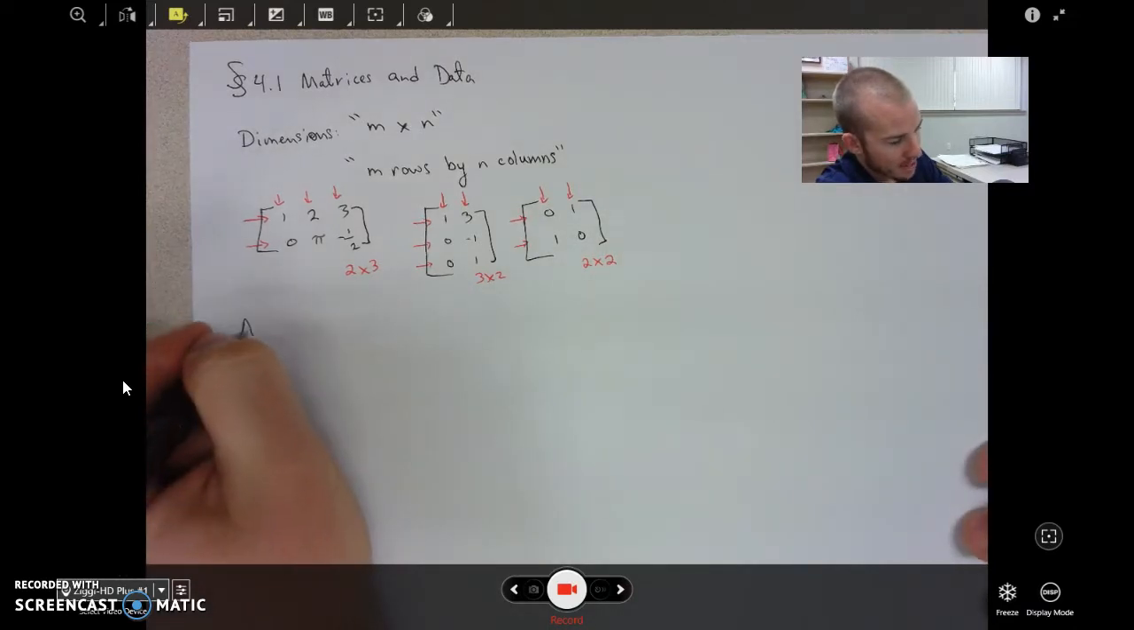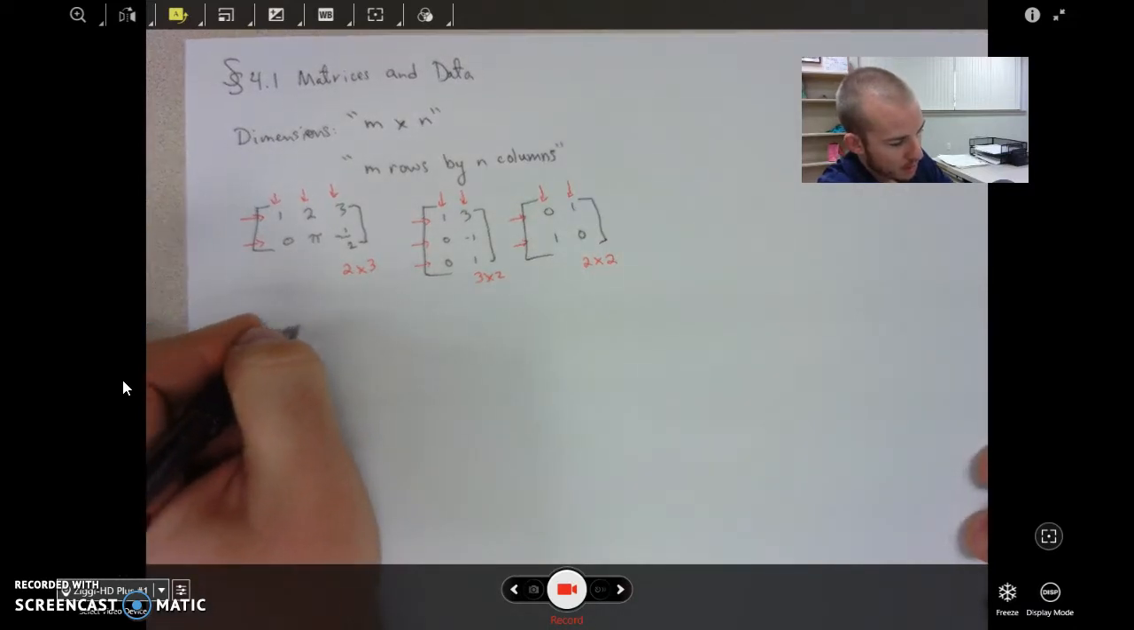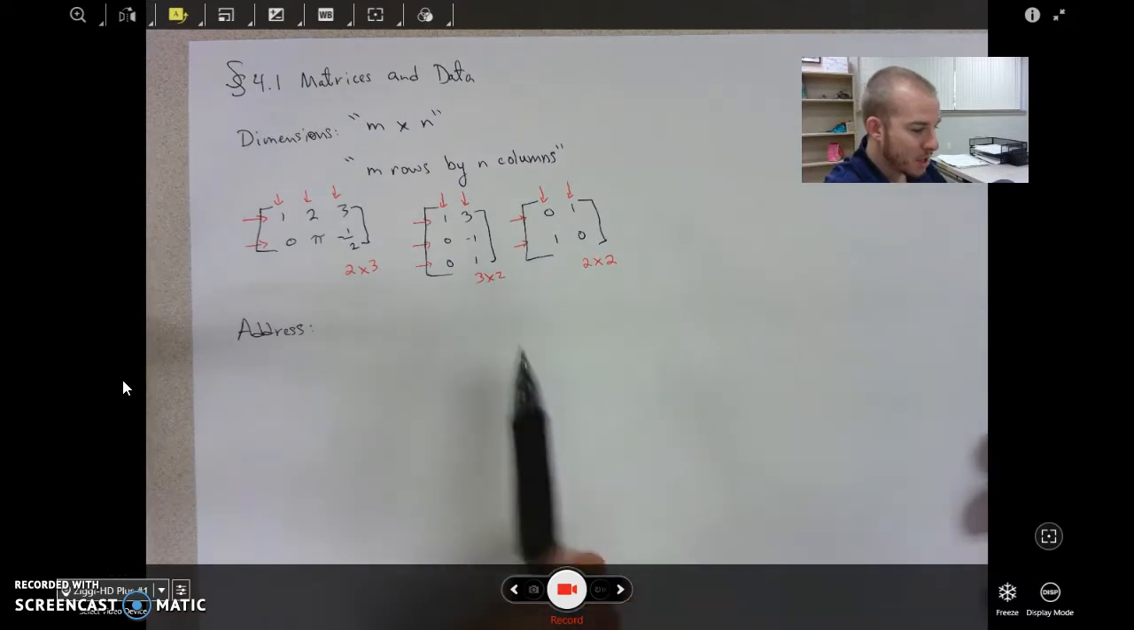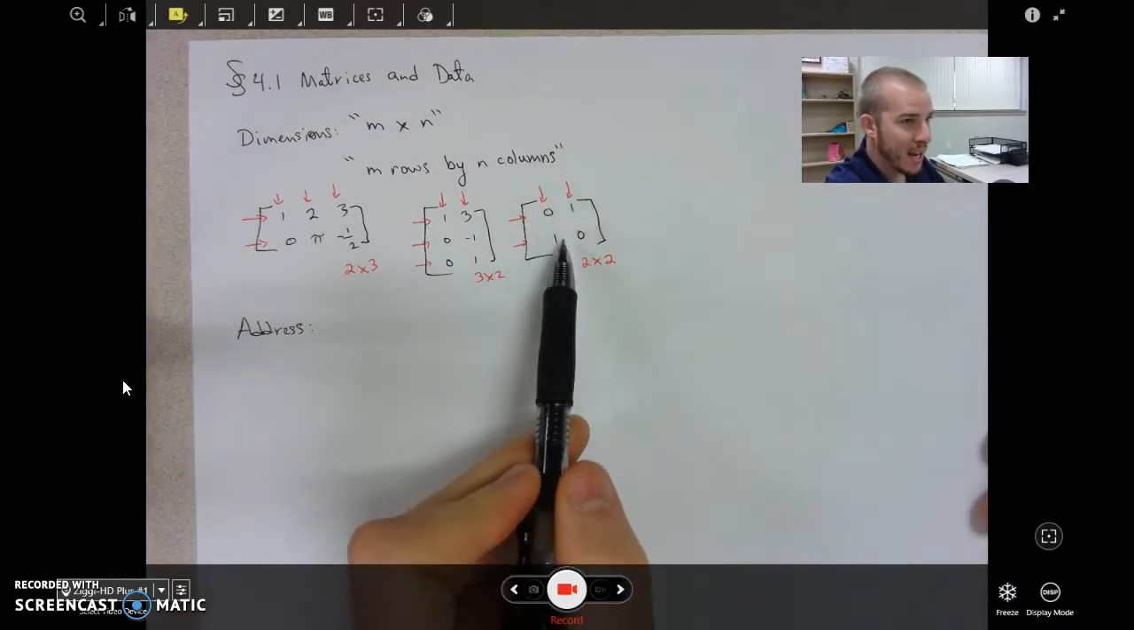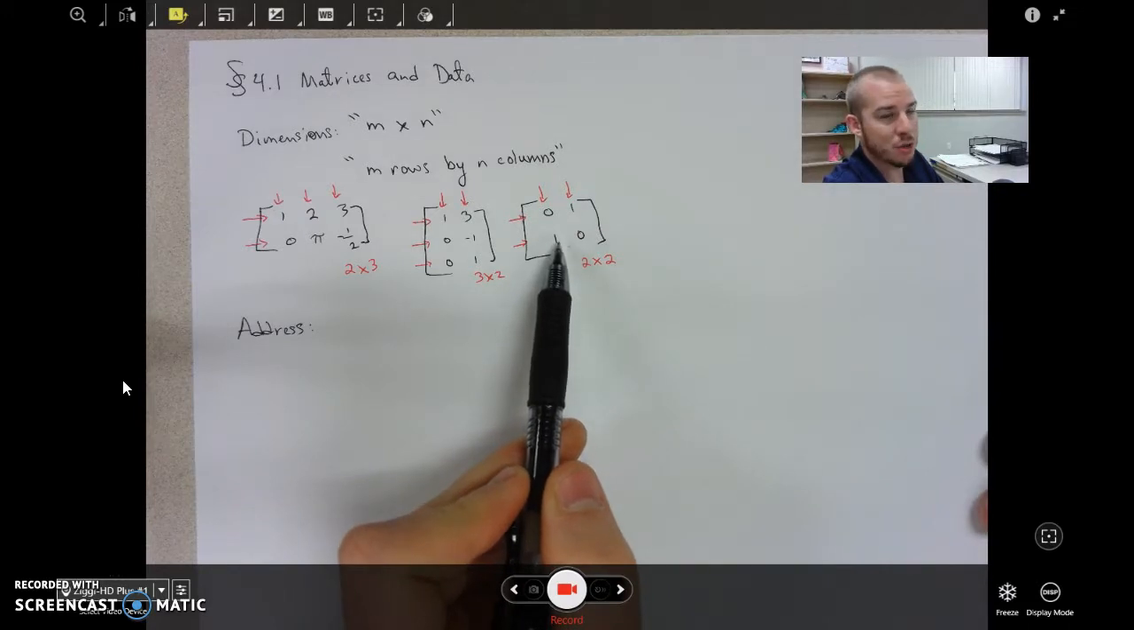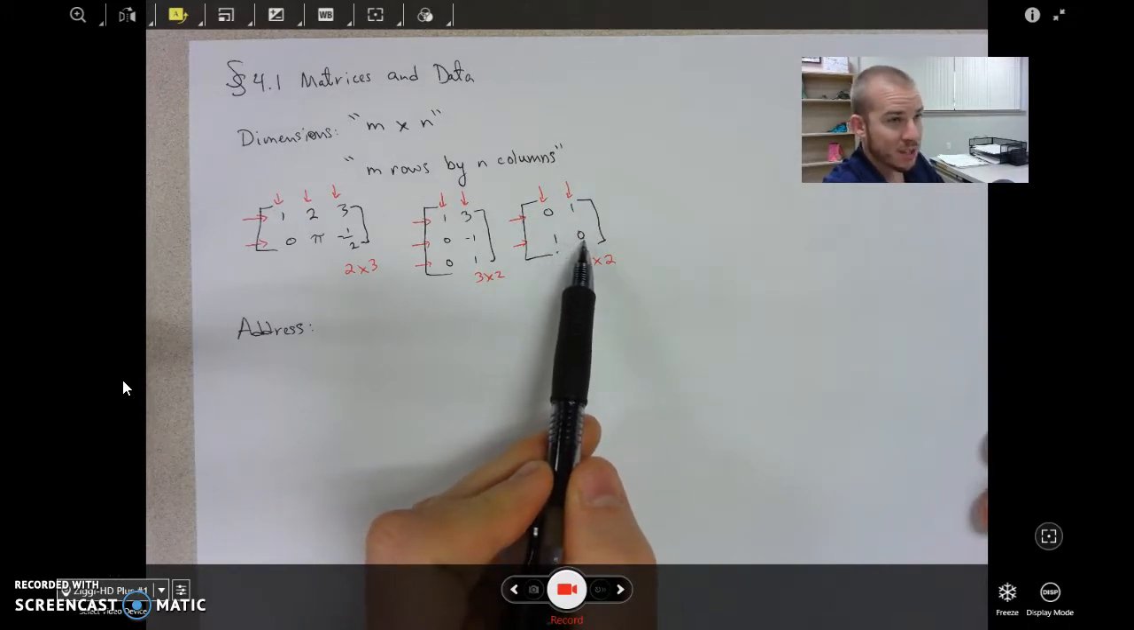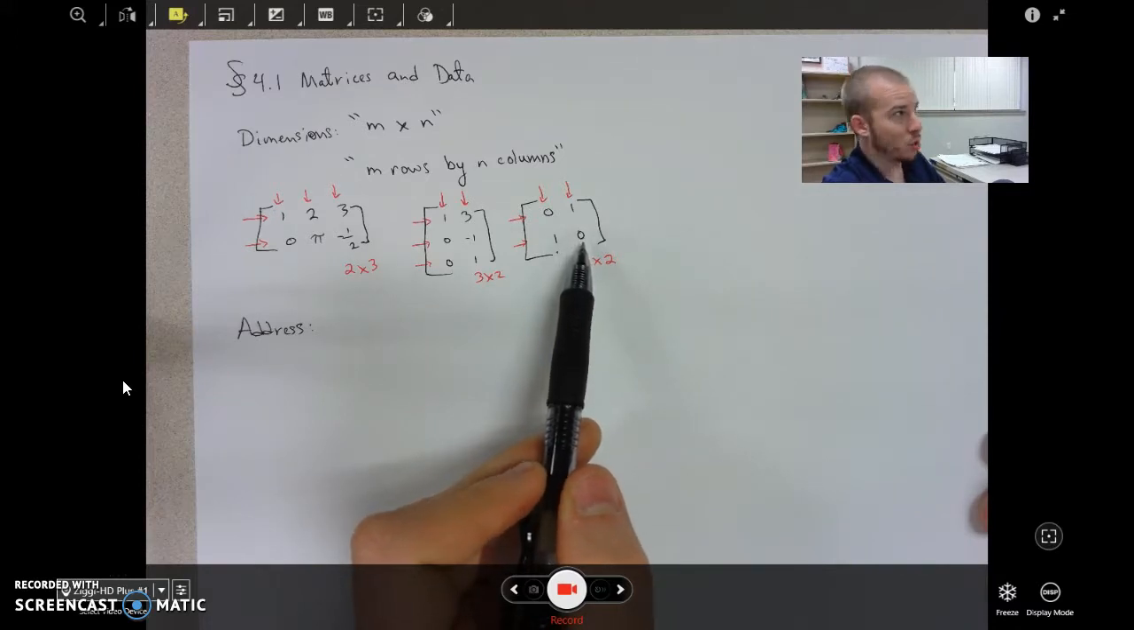Okay, now let's talk about an address of an entry. Now what this means is simply it's the location in a matrix of an entry, so like this number 1, that's the entry, but its address is unique. This number 0 is the entry, but its address is unique. Your address is your location.